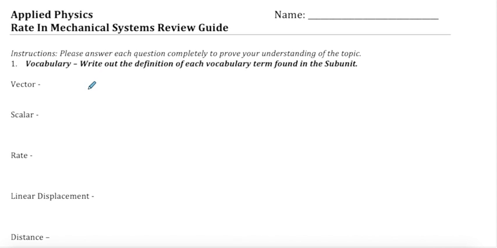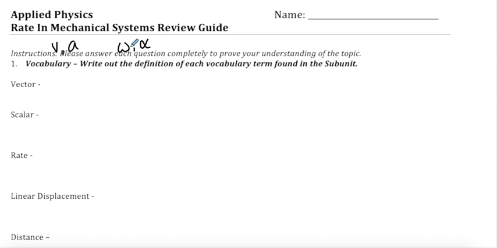Okay, so we're going to look at some review questions for rate in mechanical systems. That's going to include our linear rate, just basic velocity and acceleration. That's also going to include our rotational systems, which would be angular velocity or angular acceleration. So you might want to look up these equations for this review guide because you'll have to write them down later.